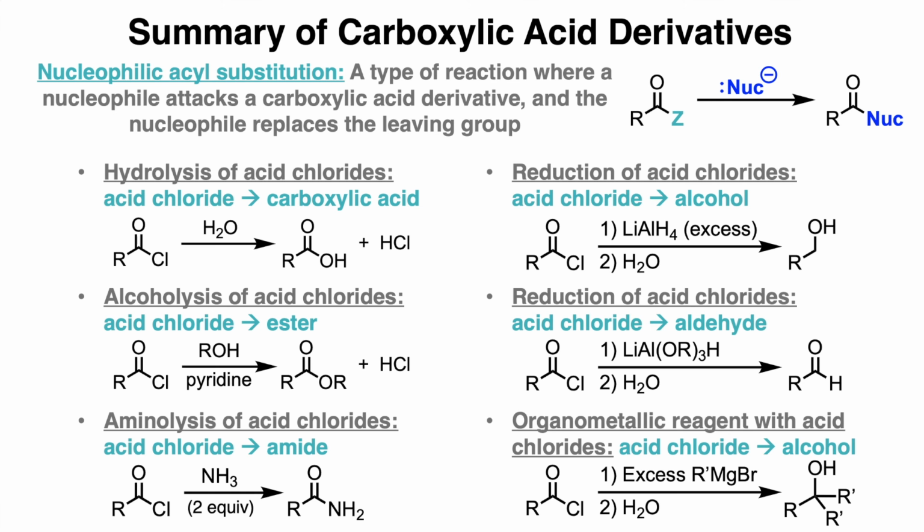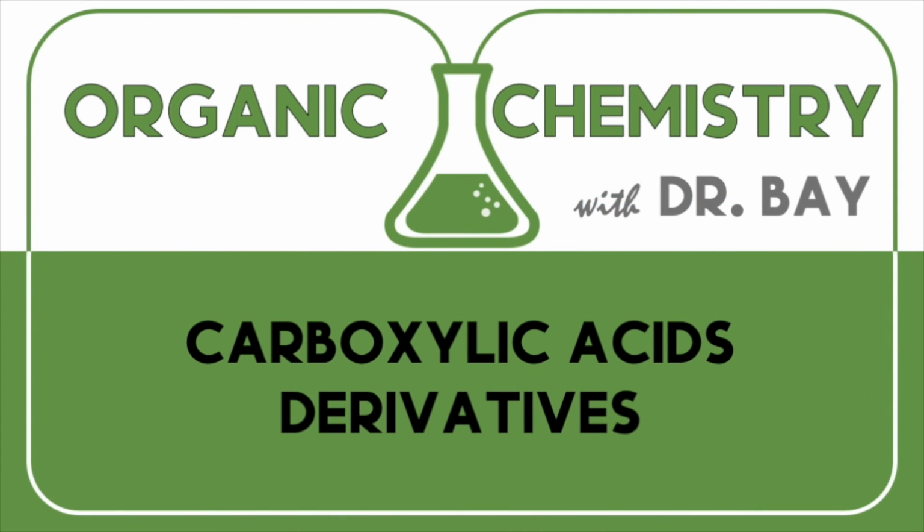So in summary, nucleophilic acyl substitution reactions are where a nucleophile attacks a carboxylic acid derivative and the nucleophile replaces the leaving group. There are a bunch of different reactions with acid chlorides, such as hydrolysis, alcoholysis, aminolysis, and a variety of reduction reactions. Organic.